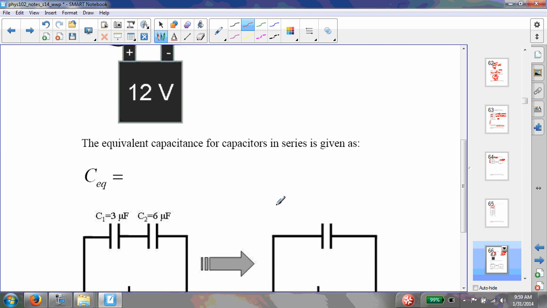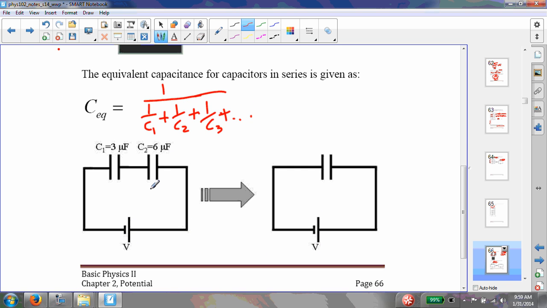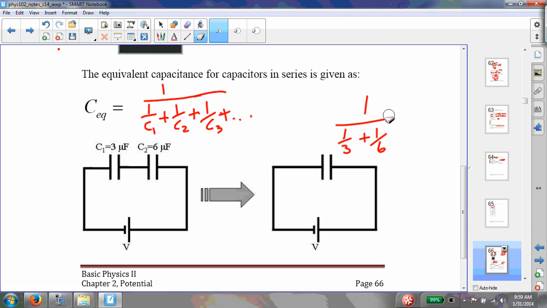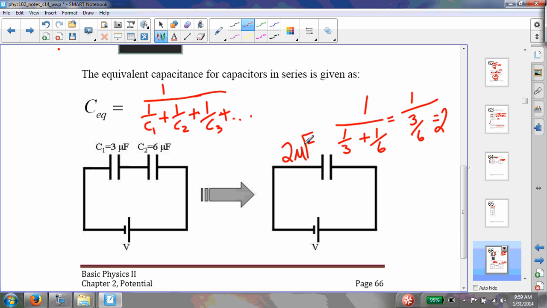Now the equivalent capacitance for capacitors in series is given here. It's 1 over C1 plus 1 over C2 plus 1 over C3, plus however many capacitors you have. For example, let's say that I have two capacitors here, a 3 and a 6 microfarad. If I wanted to calculate the equivalent capacitance, I would just say 1 over 3 plus 1 over 6. That's 1 over 2/6 plus 1/6. That's 1 over 3/6, which is 1 over a half, which is 2 microfarads. So here I have an equivalent capacitance of 2 microfarads.